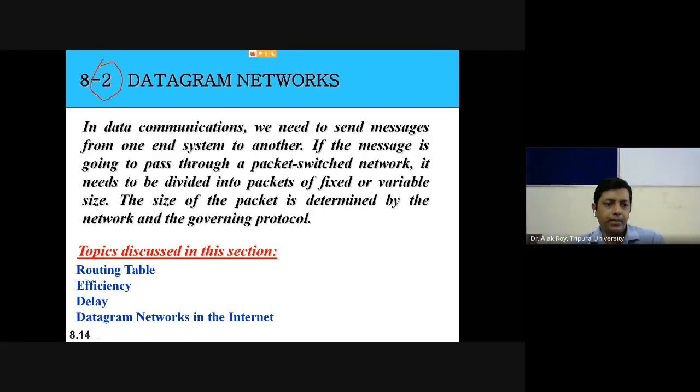The datagram network says that in data communication, we need to send messages from one end system to another. If the message is going to pass through a packet switch network, it needs to be divided into packets of fixed or variable size. The size of the packet is determined by the network and the governing protocol. So let's try to understand what is said here.